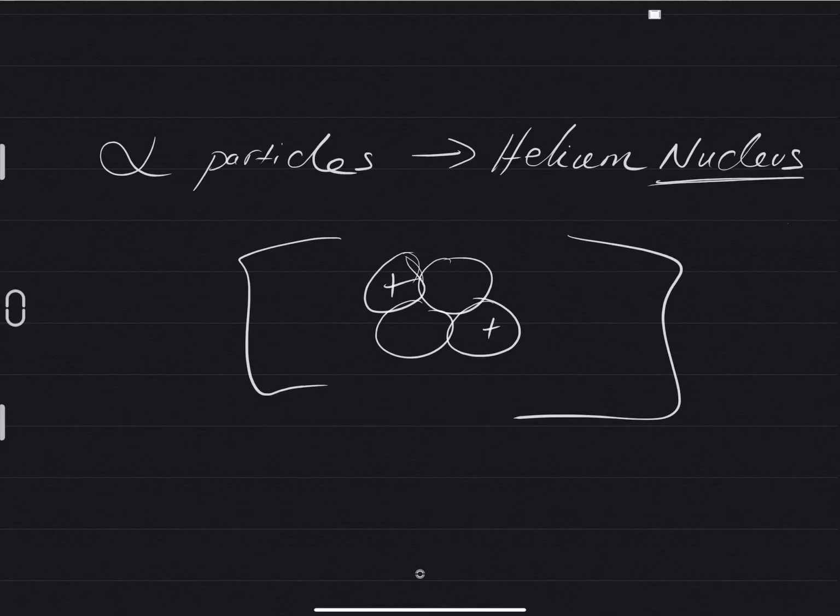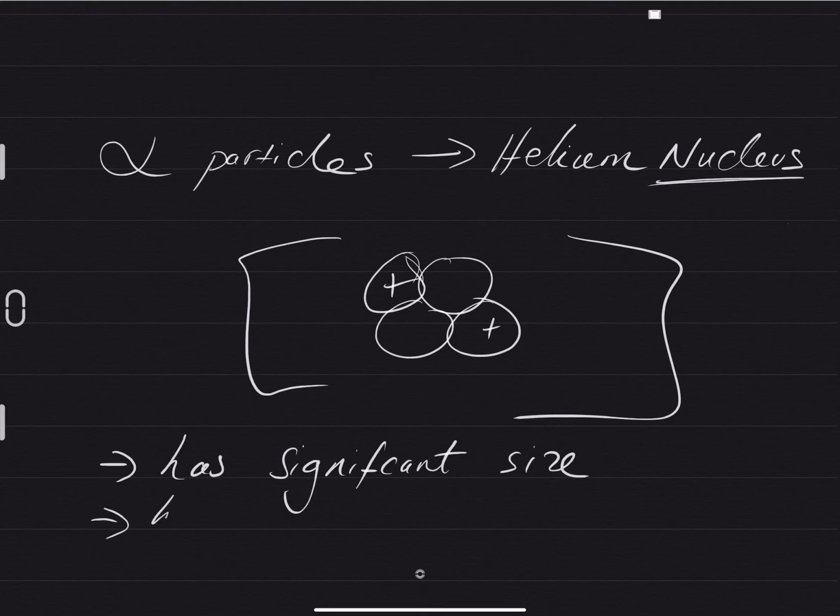So in your notes, can you just put down that alpha particles, i.e. helium nuclei, were used for the gold leaf experiment. Now, the reason that we're using a helium nucleus is twofold. It has a significant size, and it has a charge.